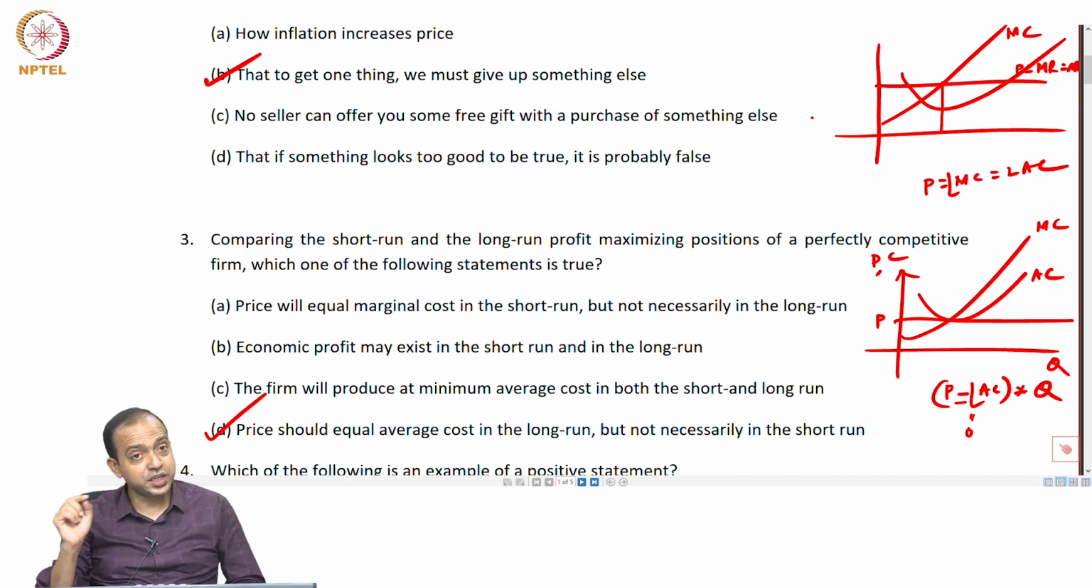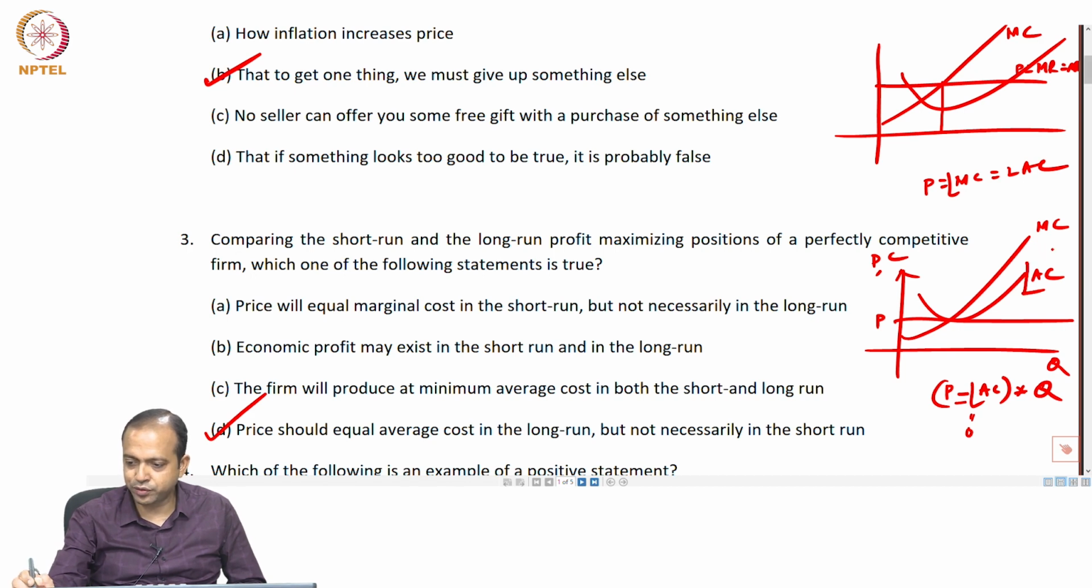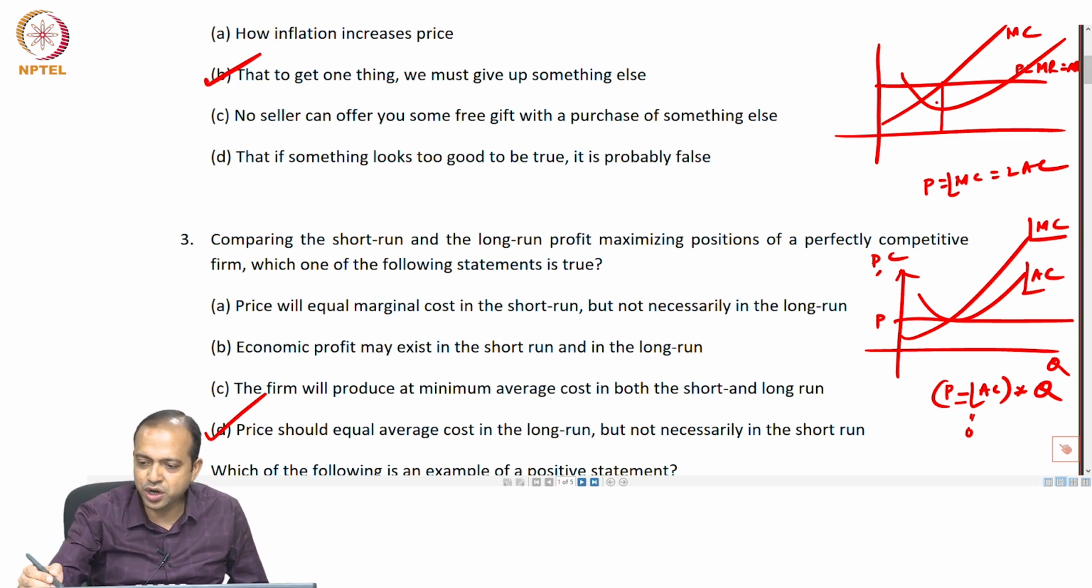So, marginal cost pricing is the rule for a competitive firm, whether in the short run or in the long run, that must happen. But the long run equilibrium differs from the short run in that price is not only equal to the marginal cost, but also equal to the average cost. This is long run average cost, this is long run marginal cost, LAC and LMC. So, P equals LAC equals LMC, this is the long run equilibrium. But in the short run, price is still equal to MC, but not necessarily to the LAC.